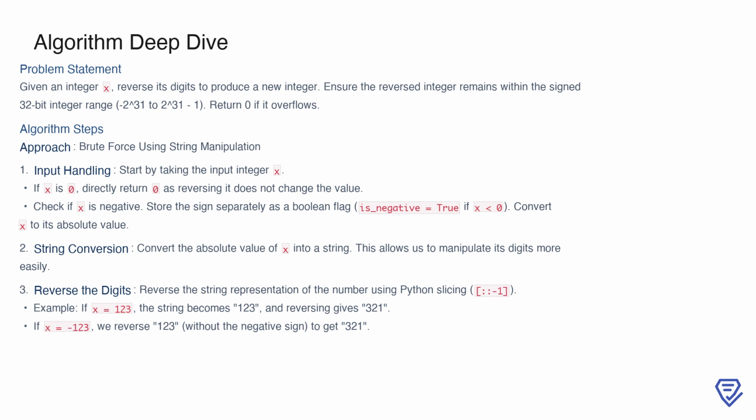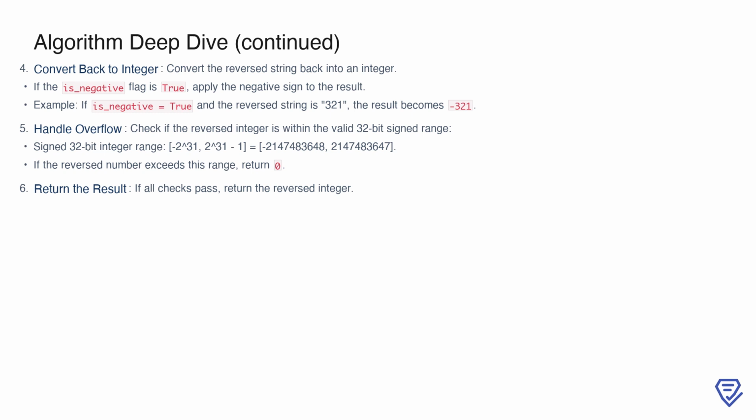Using Python slicing, we reverse the string representation of the number. For example, if x is 123, it becomes the string "123", and reversing it results in "321". If the input is negative, like -123, we ignore the negative sign during the reversal, so we still get 321 after reversing the digits. Once we have the reversed string, we convert it back into an integer.